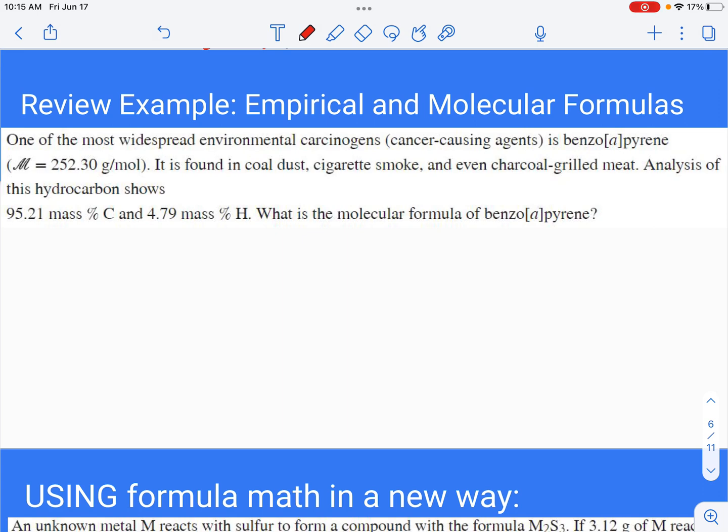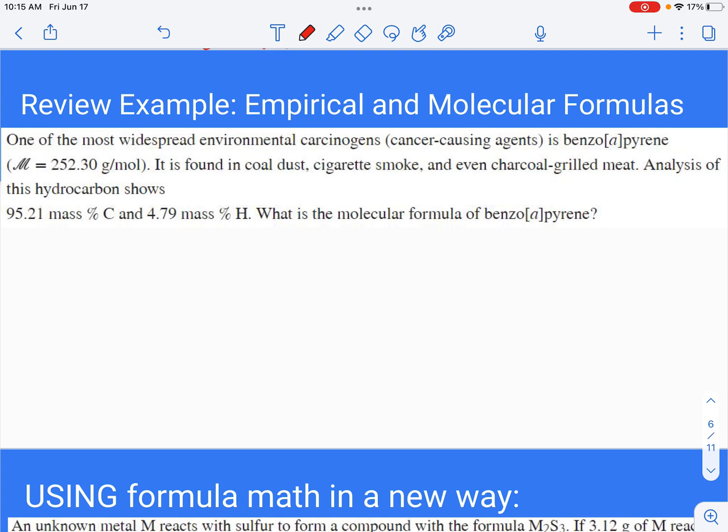If you think that you remember how to do empirical and molecular formulas from first year chem, my thoughts would be this would be a great place to copy the question into your learning targets and then try it yourself. And then I will explain it now. So let's see what we can do here. Stop the video if you want, and let's see what we can do.